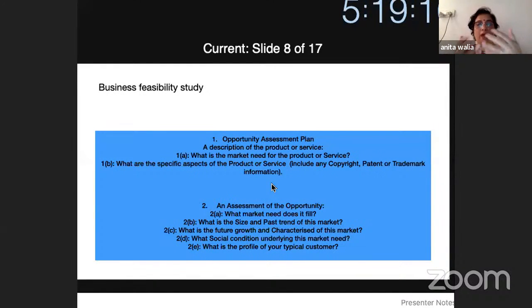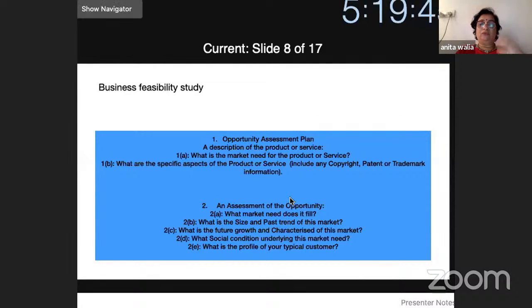Like the students whom I teach, they mostly do this kind of study, and they do an opportunity assessment plan, whether there is an opportunity for this particular product or service to be marketed. Is there a market for that? You have to describe the product and the service. What is the market need for that product and service? What are the specific aspects of that product?